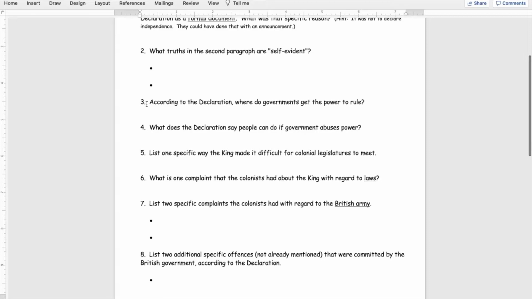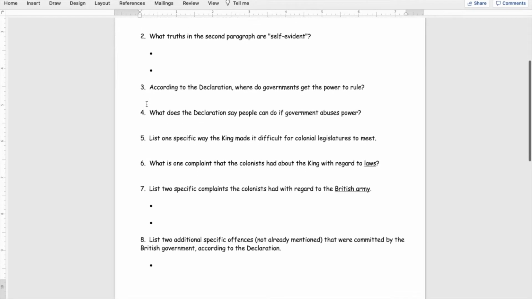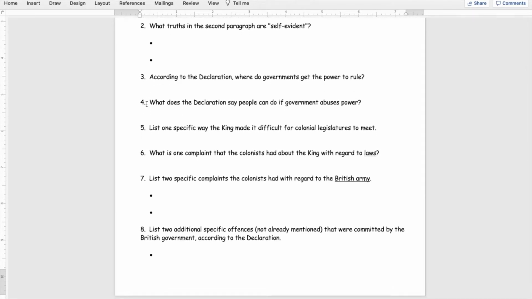Number 3, according to the Declaration, where do governments get the power to rule? They get it from the consent of the governed. That means the people who are being governed give their consent or give their okay to be ruled. Number 4, what does the Declaration say people can do if the government abuses power? This goes back to John Locke in social contract theory. They say that the people can alter, which means change, or abolish it, which means to get completely rid of it.